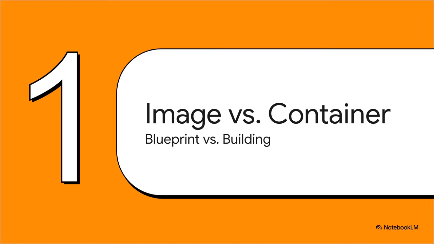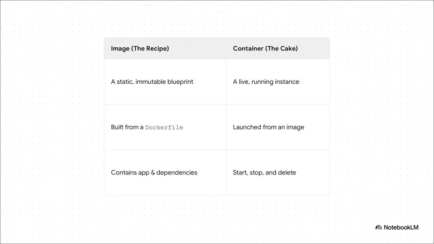Okay, now to really get good at this, there is one thing you have to understand right from the start. And that's the difference between an image and a container. A lot of people get tangled up here, but trust me, it's actually super simple. Just think of it as the blueprint versus the actual building. Let's stick with an analogy. Let's say you're baking a cake. The image, that's your recipe. It's a static, read-only blueprint. It lists all the ingredients, your code, your dependencies, your libraries, but you can't eat the recipe, right? It's just a set of instructions.